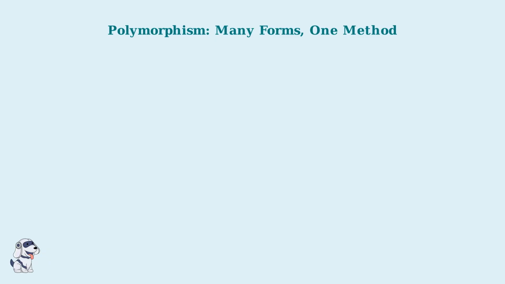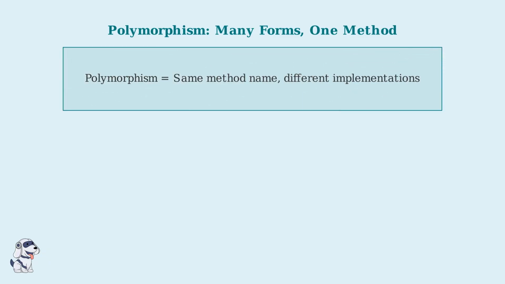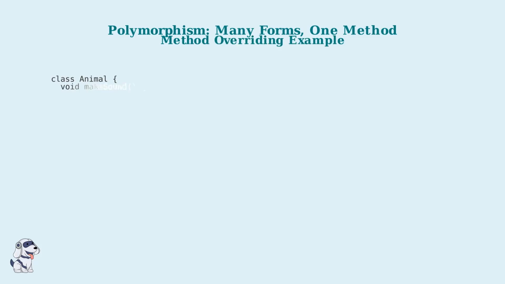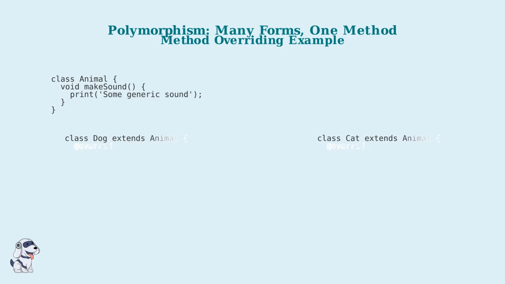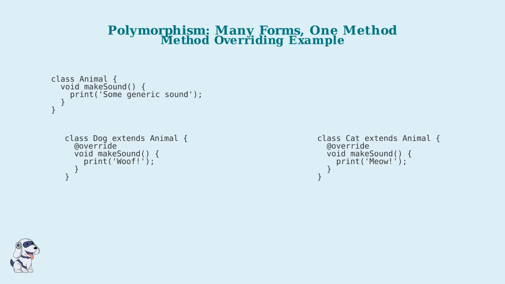Polymorphism is a fundamental concept in object-oriented programming that allows objects of different classes to respond to the same method call in their own unique way. The word polymorphism comes from Greek, meaning many forms. In programming, it means that the same method can behave differently depending on which object calls it. Method overriding is one way to achieve polymorphism. Here we have an animal parent class with a makeSound method. The dog and cat classes extend animal and override the makeSound method with their own implementations. Each class responds to the same method call differently.